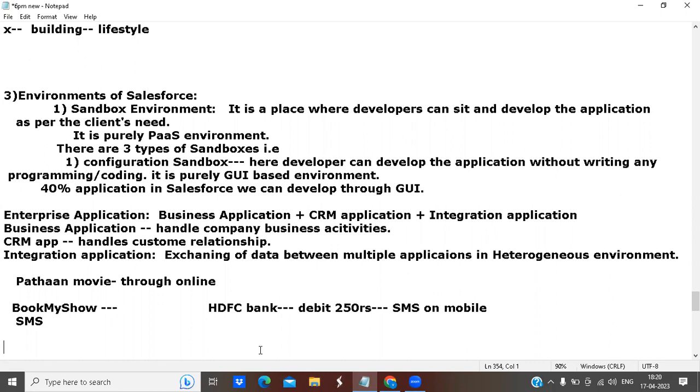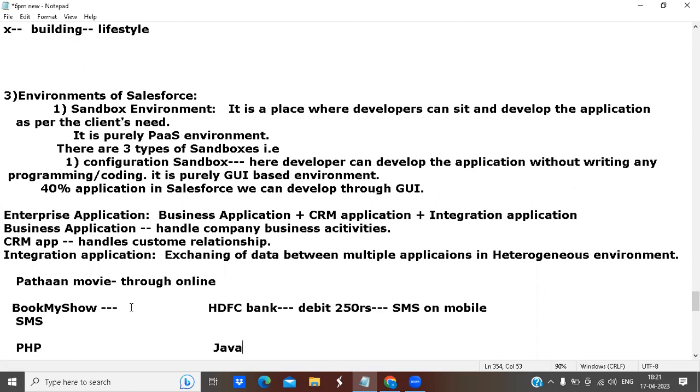Now tell me, the Book My Show application is developed using a technology called PHP. Let us assume like this. PHP, Personal Home Page, is a web technology. Using that, let us assume the Book My Show application was developed. And the HDFC Bank application is developed using a programming language called what? Java. So both technologies are completely different.